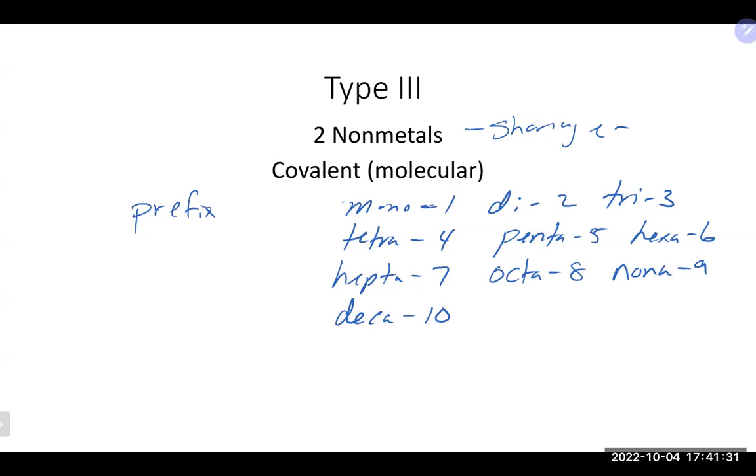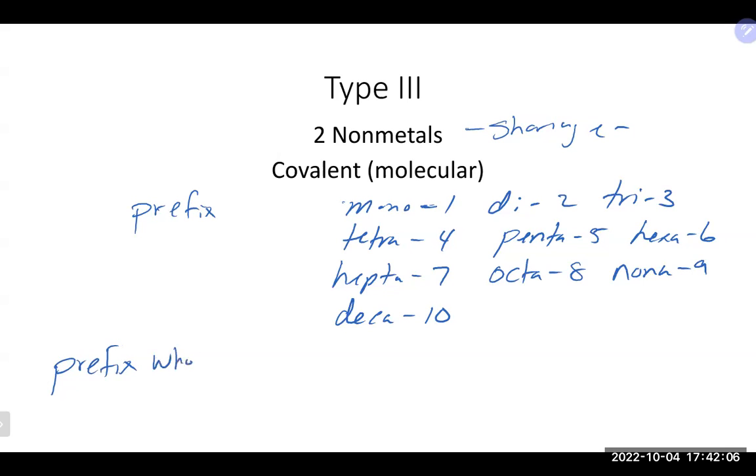So with type 3 compounds, when we have two nonmetals together, we do use prefixes, and they really are sort of the easiest ones to name and figure out. But they are the ones that sometimes people screw up the most because they're trying to balance out charges and stuff like that, which they do not need to do. So really, you just need to count up how many of each of these nonmetals you have, and use the appropriate prefix.